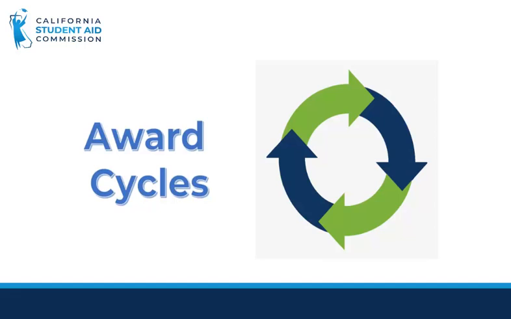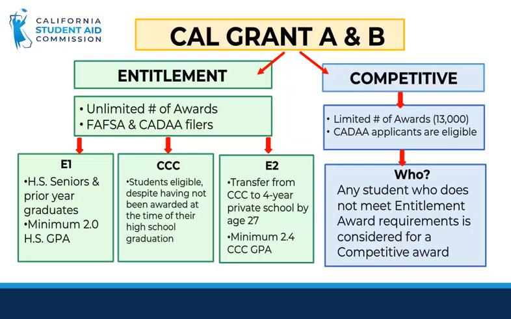Next, let's look at the award cycle flowchart to better understand entitlement and competitive awards. There are 2 types of Cal Grant applicants: entitlement and competitive. While the Cal Grant itself is the same in that an entitlement grant pays the same as a competitive grant, the student cohort being considered for each award type is different.